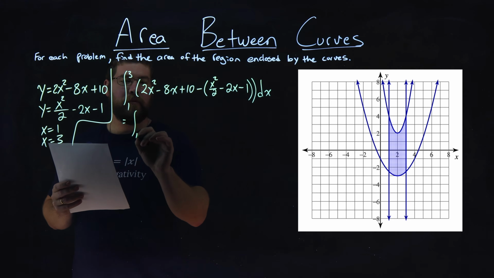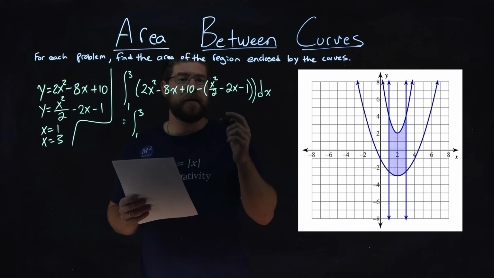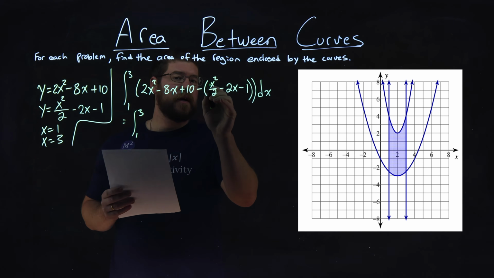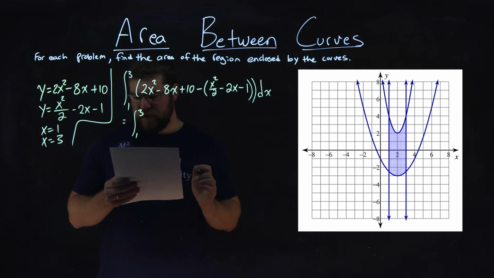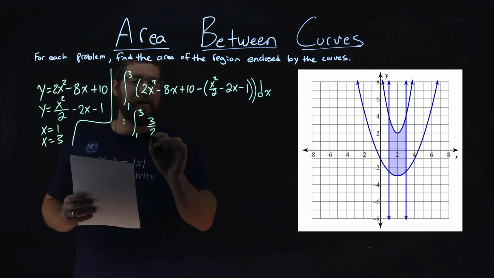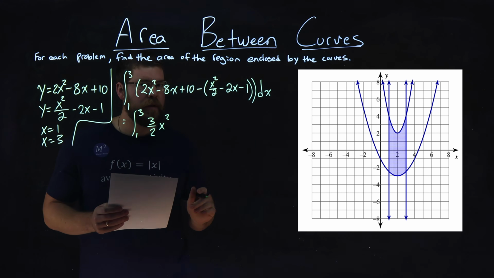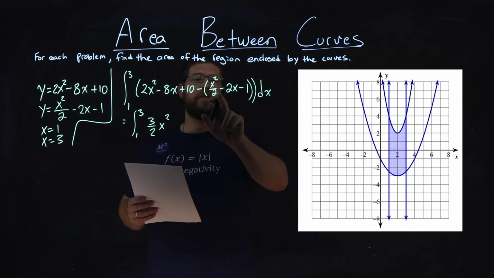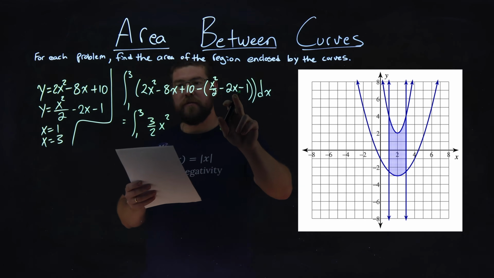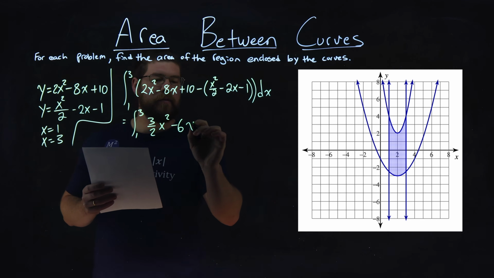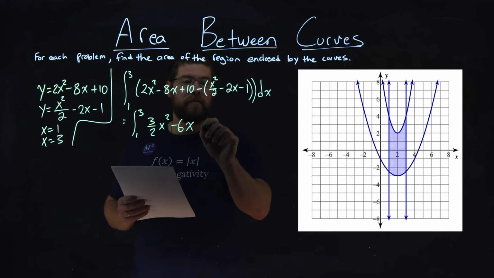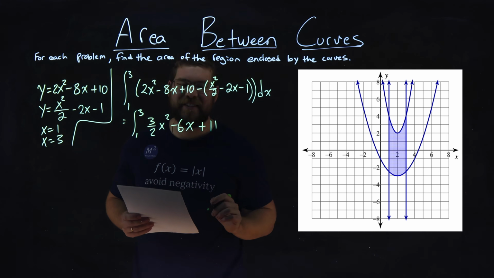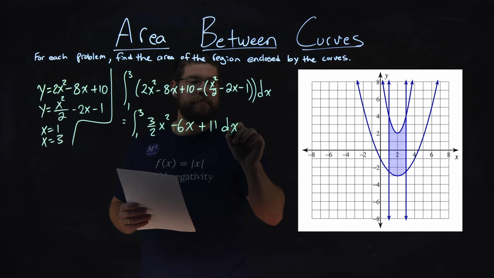The way I like to do this is we'll simplify it first before we take the actual integral. So we're integrating from 1 to 3 here, and we'll combine our like terms. Distribute this minus sign across all parts. 2x squared minus x squared over 2 is 3/2 x squared. Negative 8x minus a negative 2x is plus a positive 2x, so we have minus 6x right here. Then 10 minus a negative 1 is plus a positive 1, or positive 11 dx.